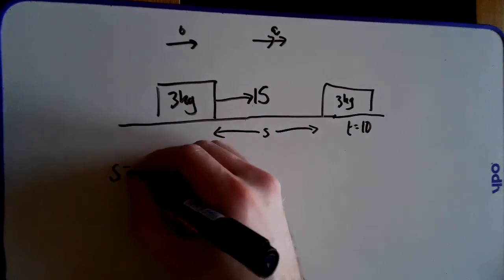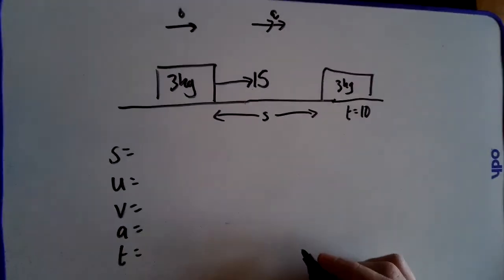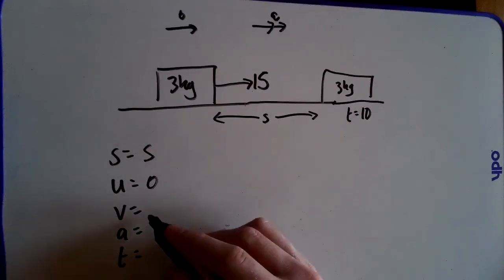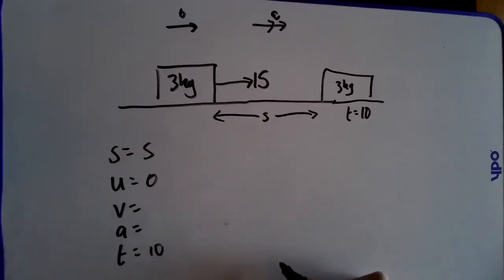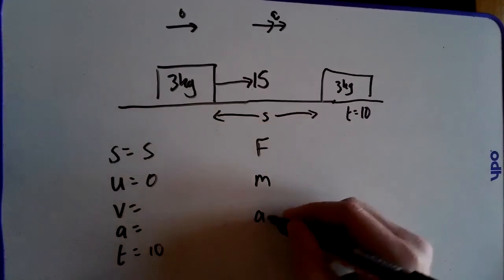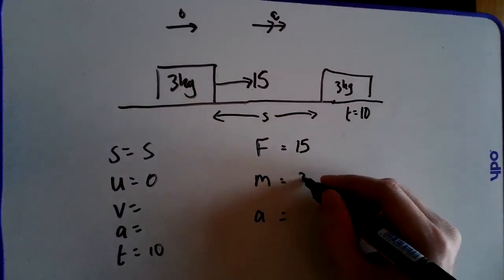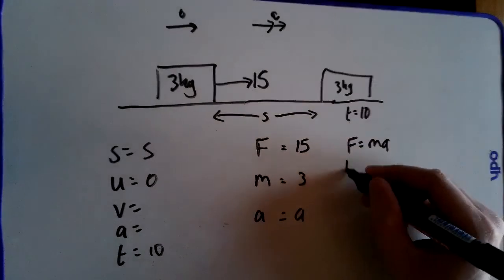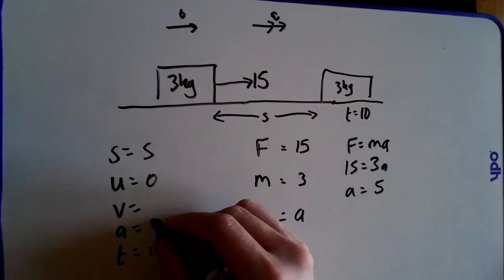So if we look at what we've got, SUVAT, so we have, well, s is what we're trying to find, u is 0, I don't have v, don't have a, and I have t. So I need one more thing. Well, remember, with forces involved, I also have F equals ma. So the force is 15, the mass is 3. So I can work out a. 15 is 3a, so a is 5. So I can add that to there.